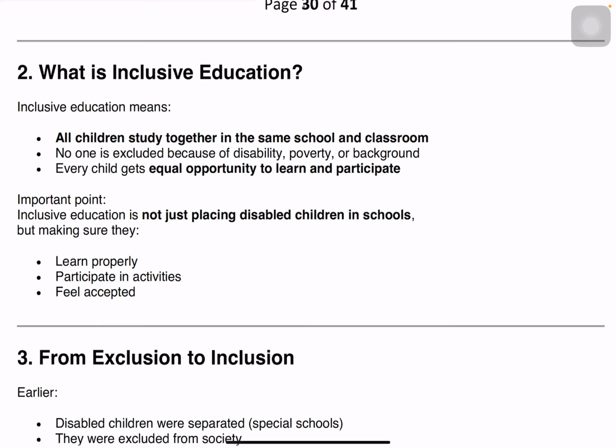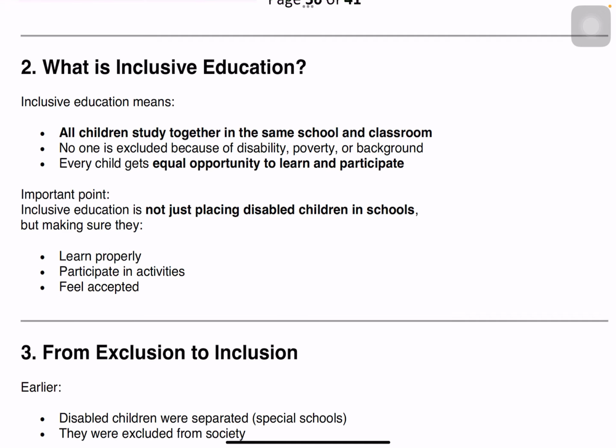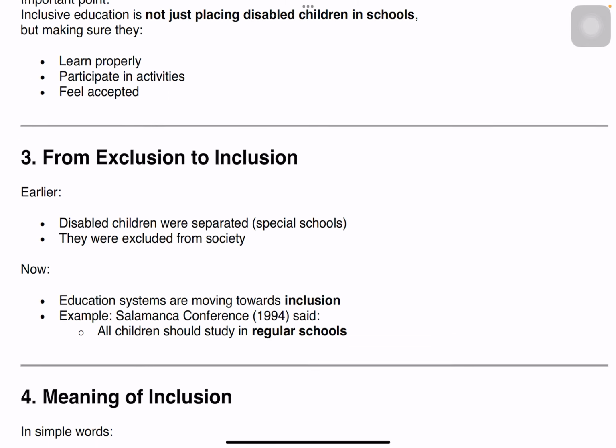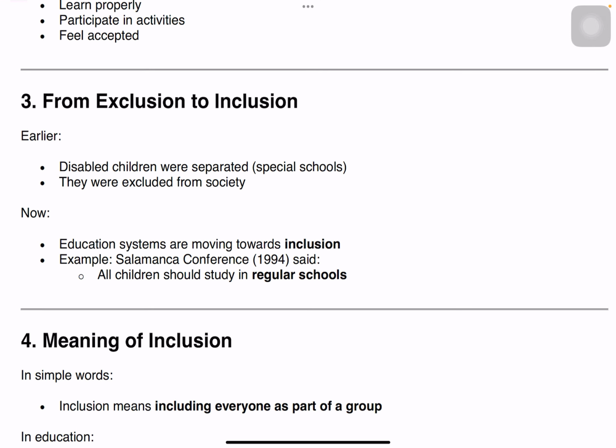What is inclusive education? Inclusive education means all children study together in the same classroom and school. No one is excluded because of disability, poverty, or background. Every child gets an equal opportunity to learn and participate. Important point: inclusive education is not just placing disabled children in schools, but making sure they learn properly, participate in activities, and feel accepted.